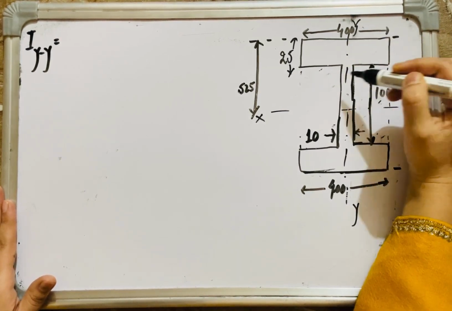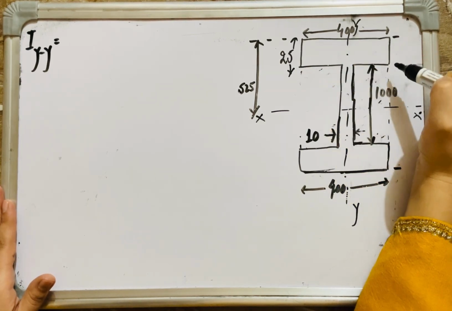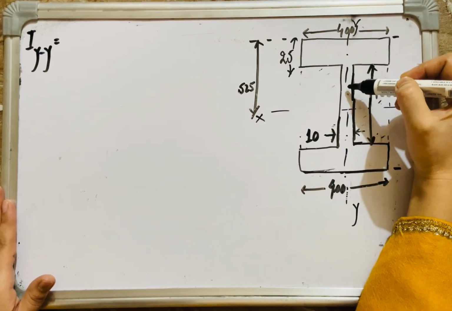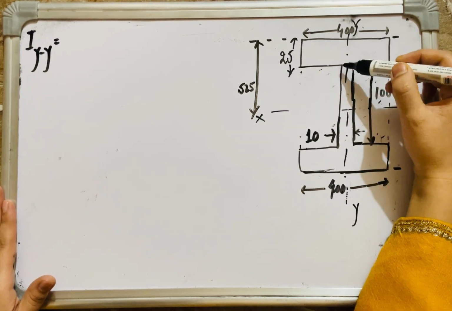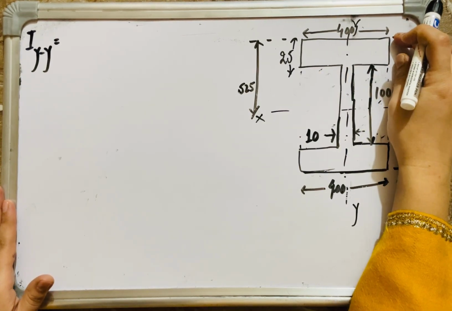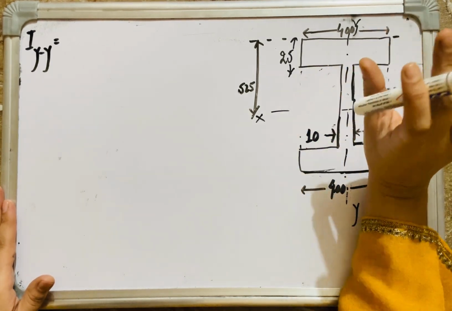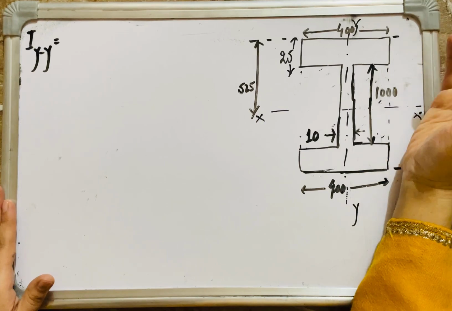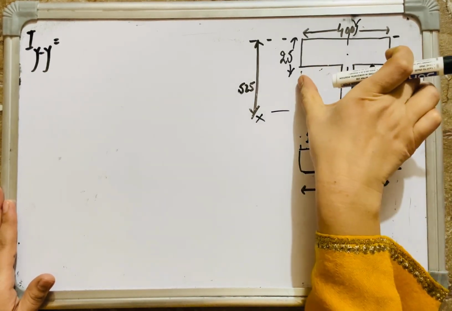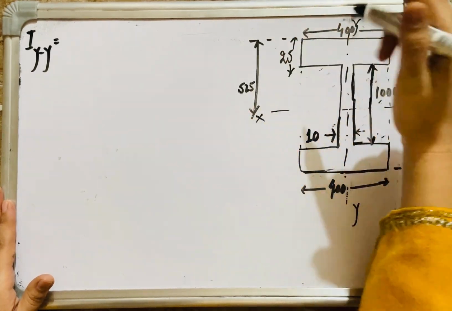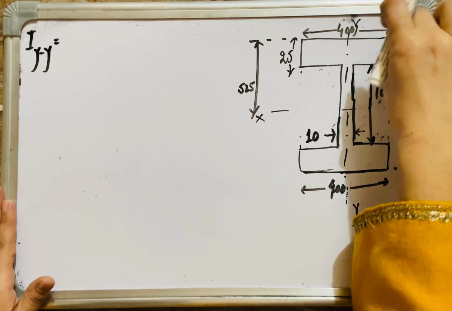Now let's consider this flange first, the top flange. This is a rectangular section, and this is the y-y axis. Now I have to calculate the moment of inertia of this rectangle about the y-y axis. How much will this be? Now this is B, and now this is D. When I had to calculate the moment of inertia of the same rectangle about the x-axis, then this was the B and this was the D. Now that I'm calculating about the y-y axis, this is B, this is D.